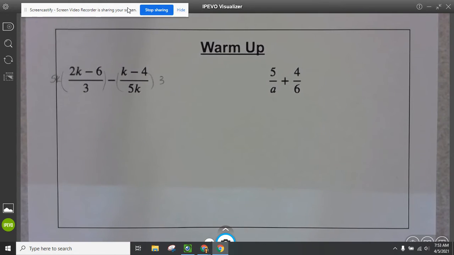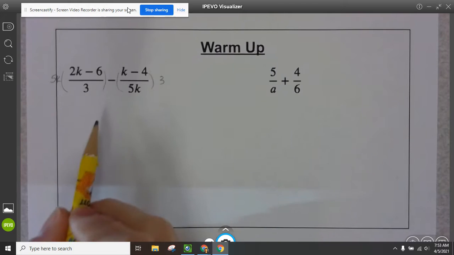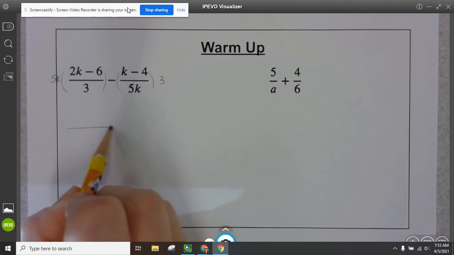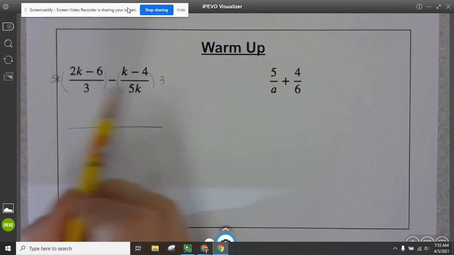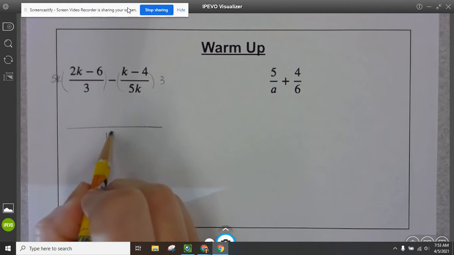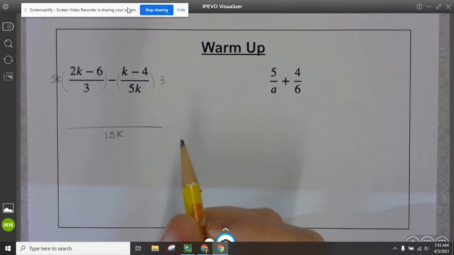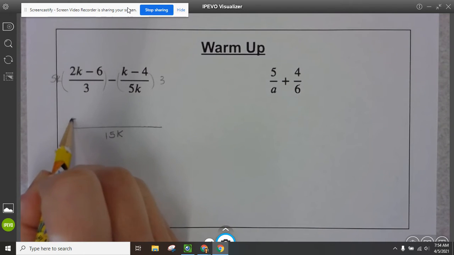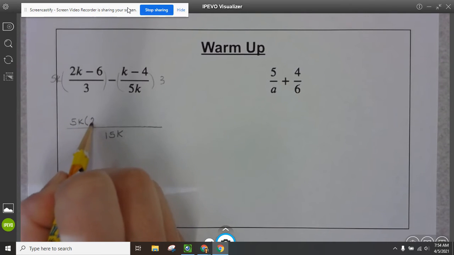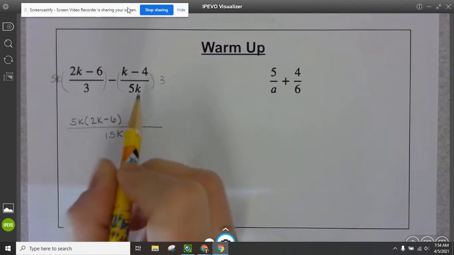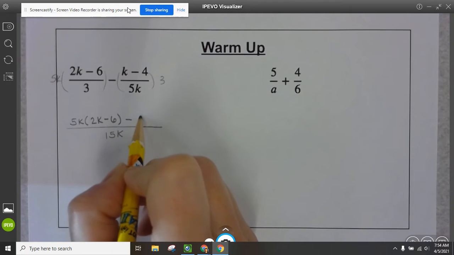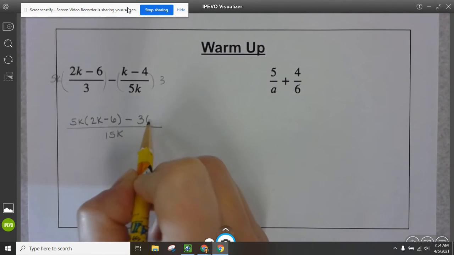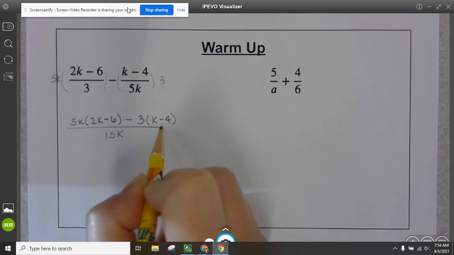And I'm going to show you how I personally do these. If you want to keep them in two fractions first, that's totally fine. But I like to rewrite them as one big fraction as soon as I have my common denominator. So I'm going to rewrite this as one big fraction all over 15k. So my first numerator, I had to multiply by 5k, and that was 2k minus 6, minus, I'm multiplying my second numerator by 3, so that's k minus 4.